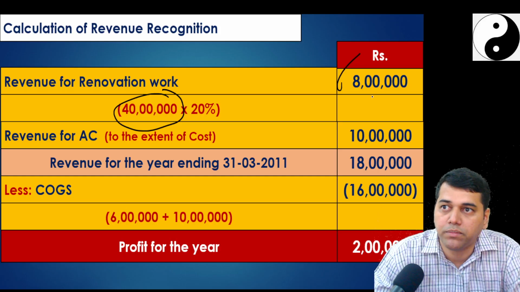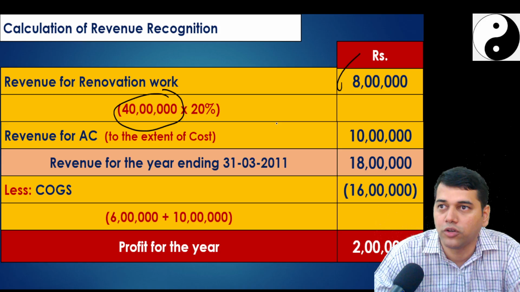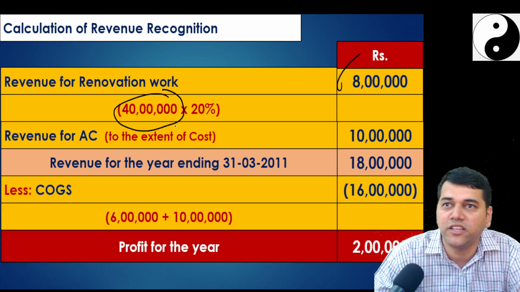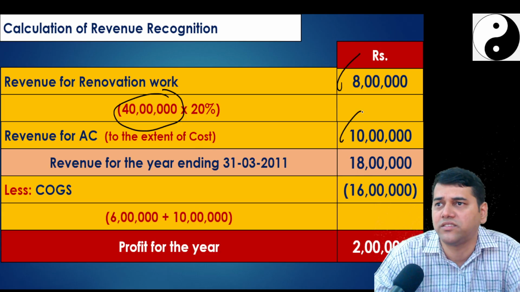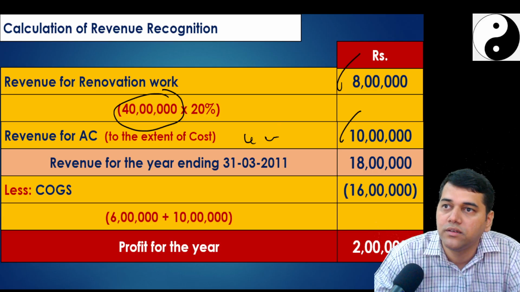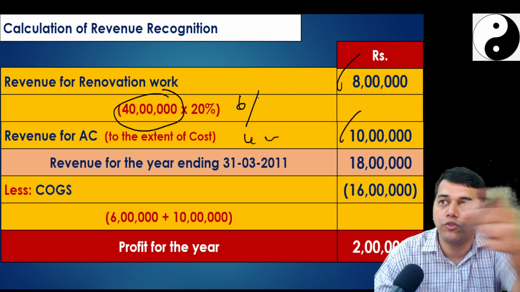Since the exception applies, any difference? What happened? 50 lakhs is the total consideration. Out of that, how much do you give for renovation? 40. And the balance 10 is for AC, which you recognize as it is. Why? Because the 4 conditions are fulfilled. What mistake did you make here? How did you get 15? How much did you incur? 6 lakhs. Out of 40, you have to leave this 10.